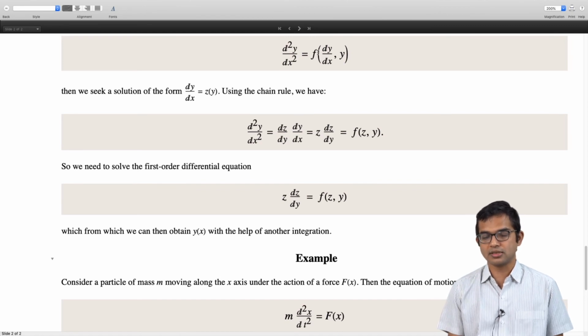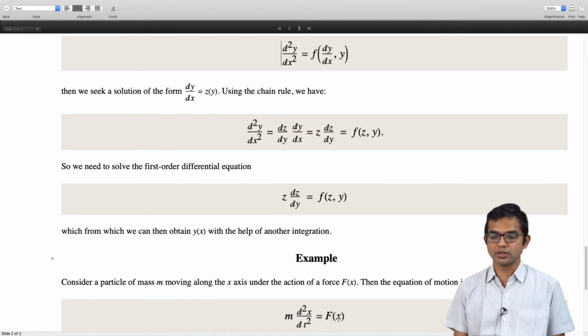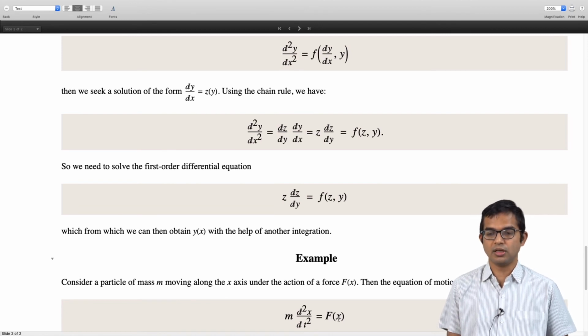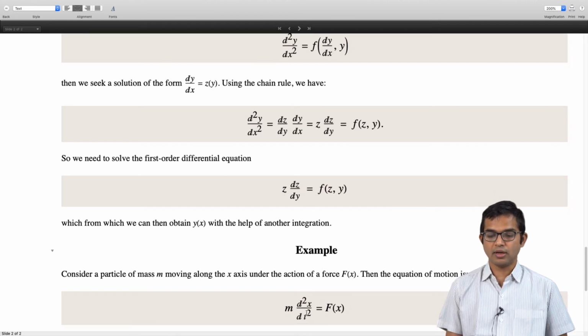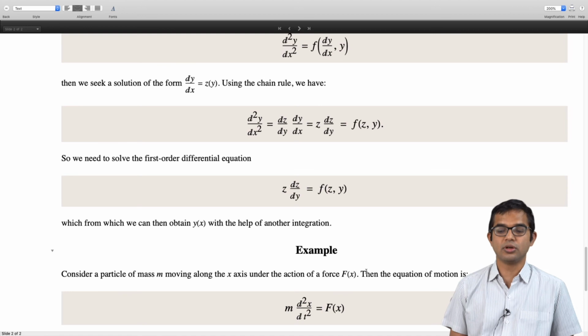So you see on the right hand side, what I have called f of dy by dx comma y is here f of just x. So the y role is taken over by x here. In fact, the example that I am considering is even simpler than the general case that I have given. This is a special case of the special case where the right hand side is purely a function of the dependent variable alone. There is no dependence even on the derivative, right? So I have m times d squared x by dt squared is equal to f of x.